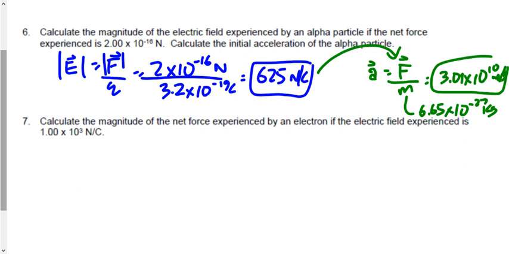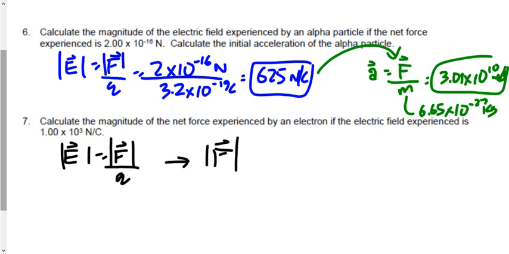And finally, 7. Calculate the magnitude of the net force experienced by an electron if the electric field is 1.0 times 10 to the 3. We're going to say E is equal to F over Q. We're going to rearrange it. Now, did anybody think when they saw this question that maybe we should try F is equal to kQ1Q2 over R squared? That's not invalid here, but it's not very helpful.